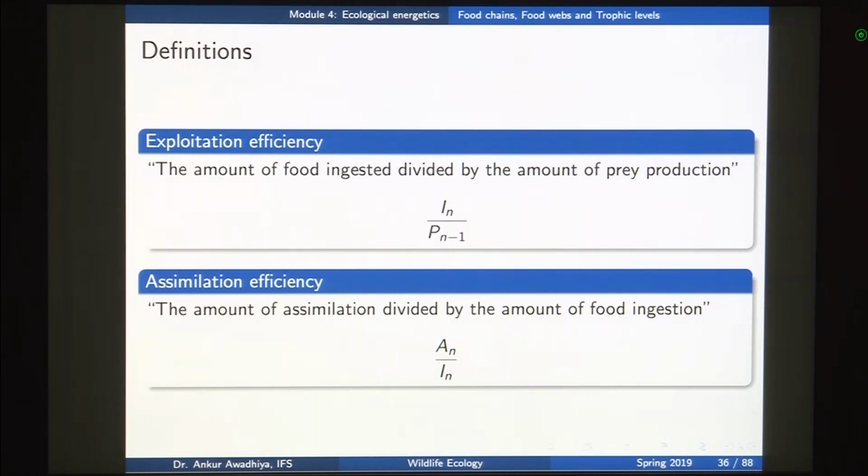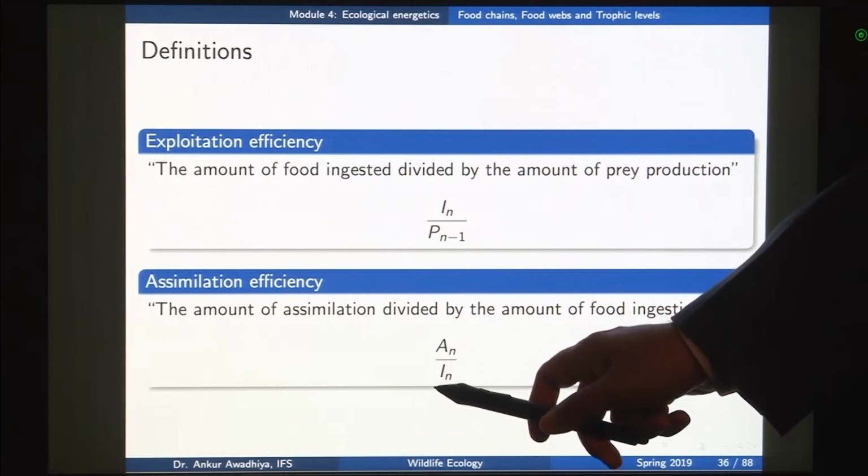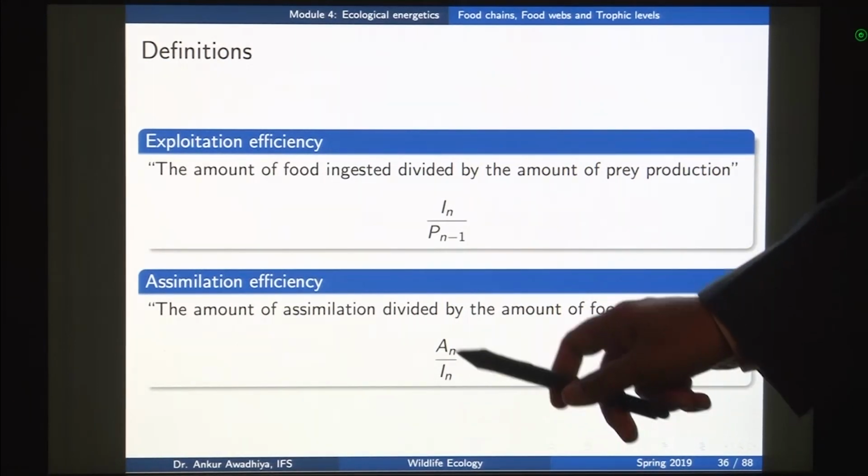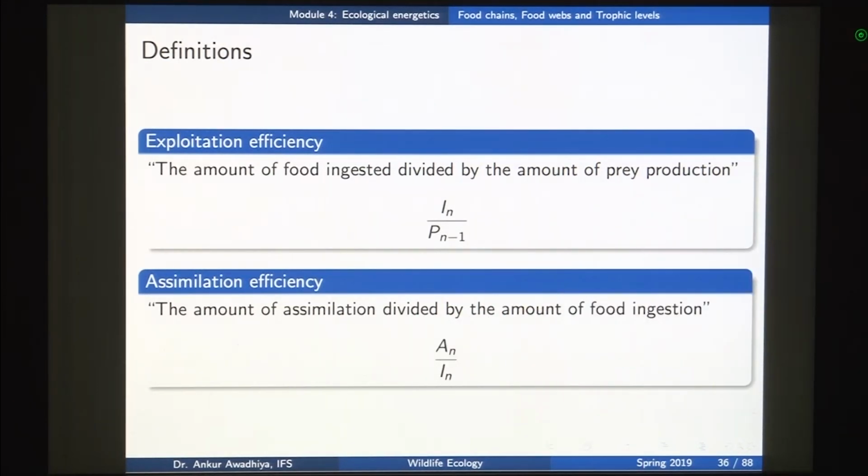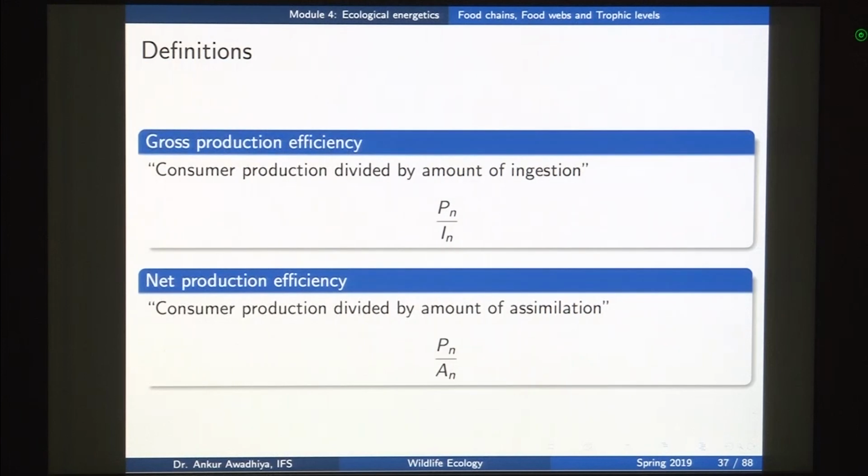Now, once you have exploited that biomass, you now need to assimilate that biomass into your own body. So, in that case we define the assimilation efficiency, which is the amount of assimilation divided by the amount of food ingestion. So, in case you have eaten say 1 kg of food, how much of that food gets assimilated into your body. So, it is A n divided by I n, which is the assimilation efficiency.